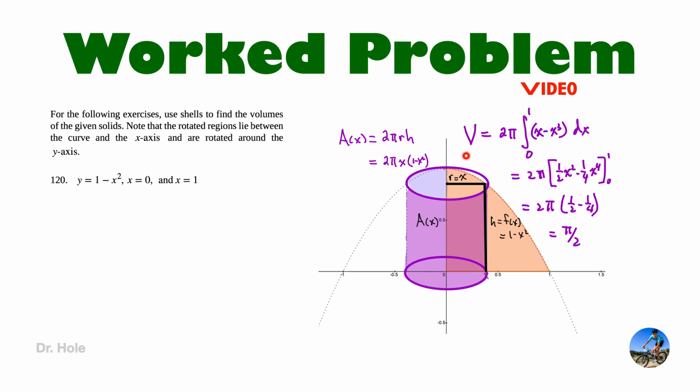The volume integral is the definite integral with integrand a of x. I've pulled out the constant 2 pi and left the x multiplying 1 minus x squared as the integrand. This is an elementary integral. X will integrate up to x squared over 2. X to the third evaluates to x to the fourth over 4.